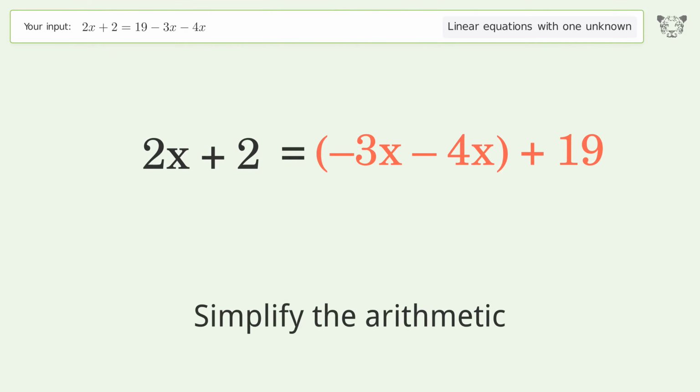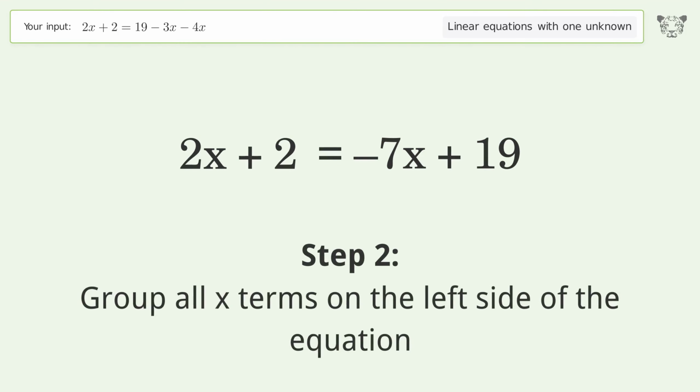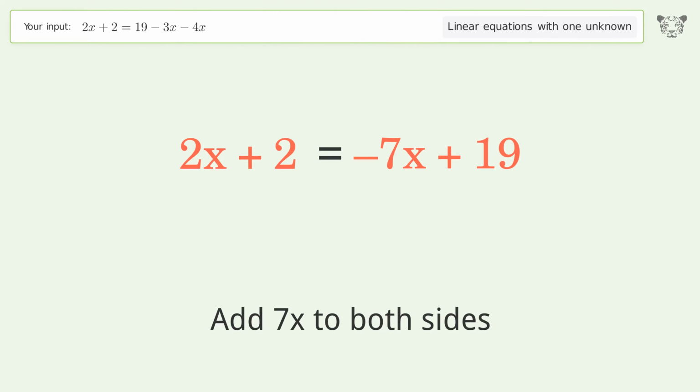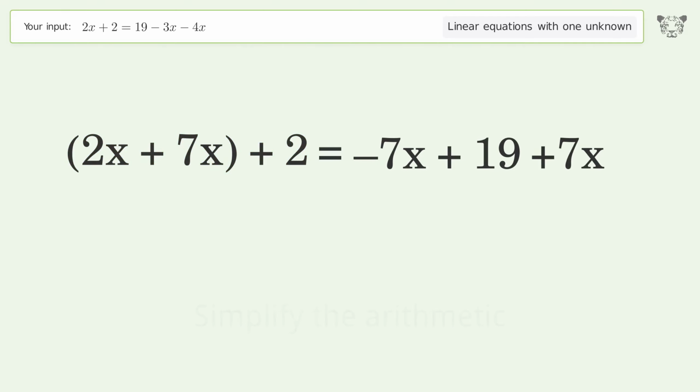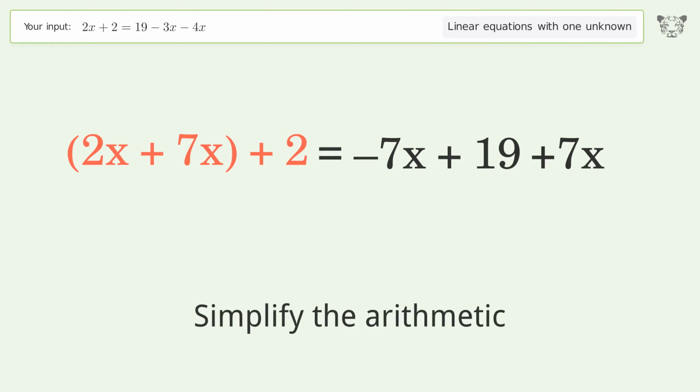Simplify the arithmetic. Group all x terms on the left side of the equation. Add 7x to both sides. Group like terms. Simplify the arithmetic.